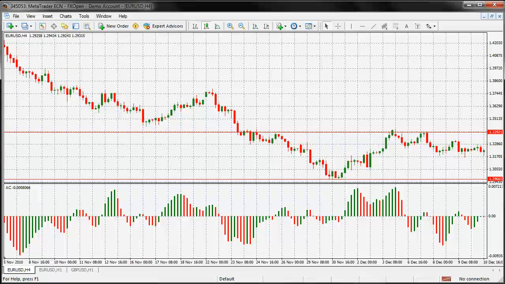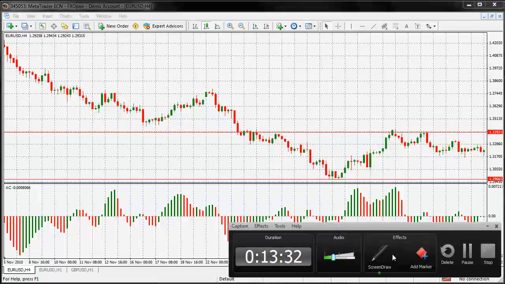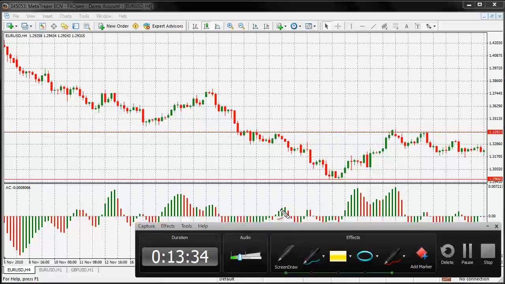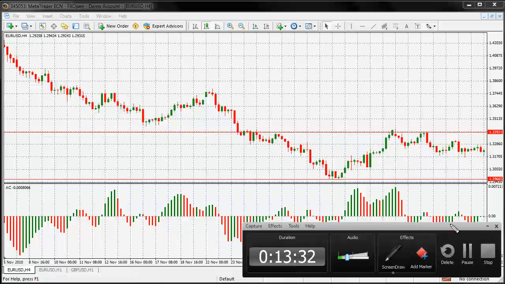Now if I just get my screen drawer pen out for a moment, let's show you how we go about doing that. So we got in on this bar here, and we go long on this candle right there. The next thing we need to do is get our support and resistance lines out to work out where our target is going to be. So we take a look.